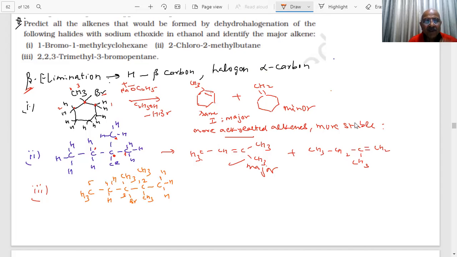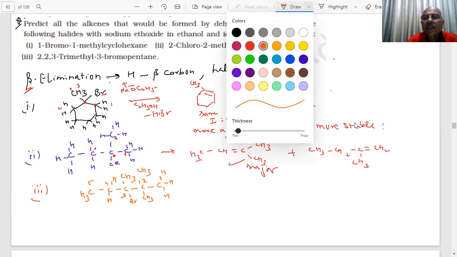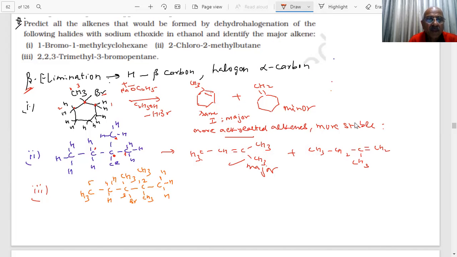Where are the beta hydrogens, students? There is nothing here. Yes, you have hydrogen here, next to this carbon.